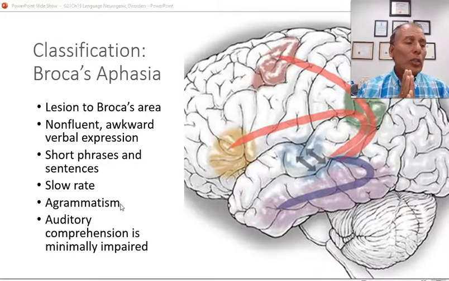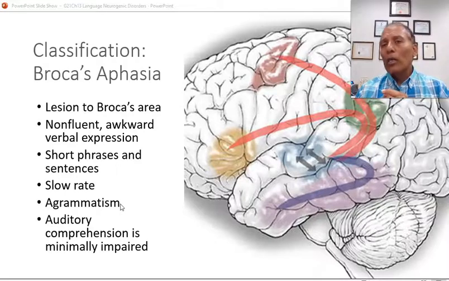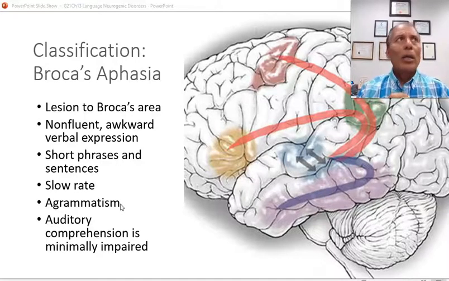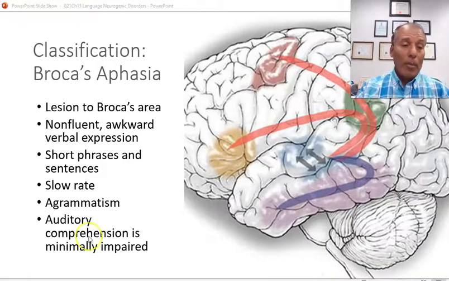So instead of saying, "I want to go to the store to buy bread," they say, "Store, buy bread." And they leave out all these grammatical words. This is why we call it agrammatism, meaning lack of grammar or abnormal grammar.